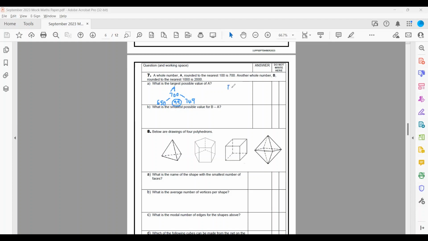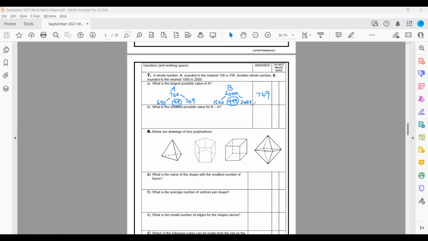And whole number B, rounded to the nearest 1,000 is 2,000. So the smallest possible number that could be rounded up would be 1,500. And the largest possible number that could be rounded down is 2,499. And we have a gap here of 999 between these two, which means we know we're correct. And now we can look at answering the question. What is the largest possible value of A? Well, looking here, I can see it's 749.